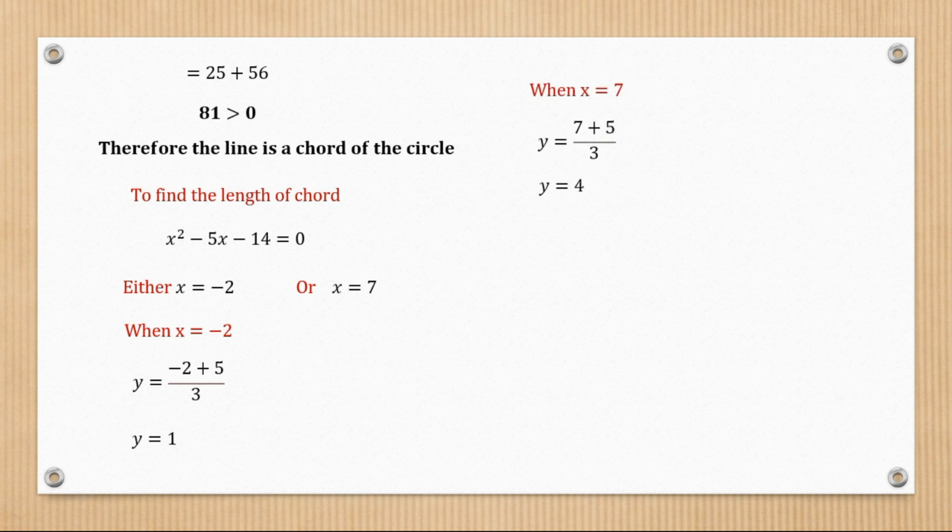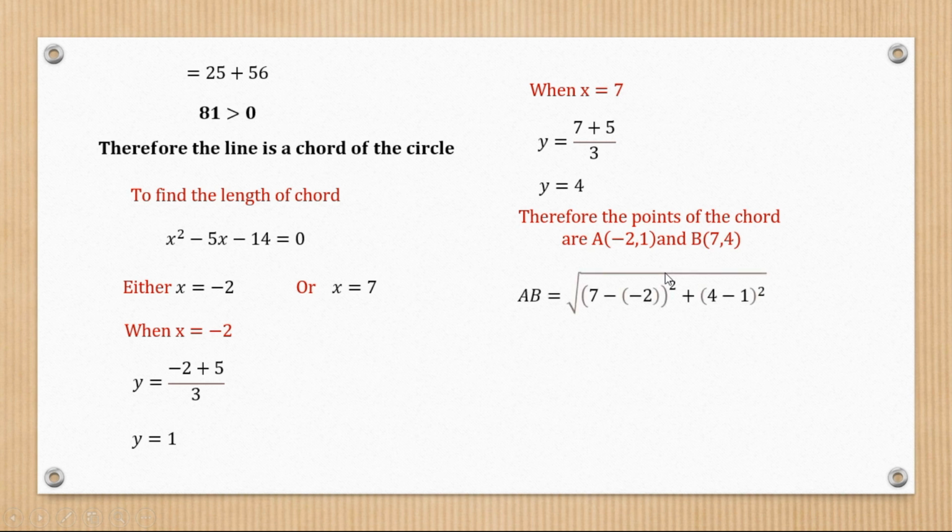So now that I know that, I can see that the 2 points of the chord shall be, let's label one point A. A shall be (-2, 1), and then the other point of the chord shall be (7, 4). So now I can find the length of this chord from this method. So the length of this chord shall be found from here. So now I'll have it this way.